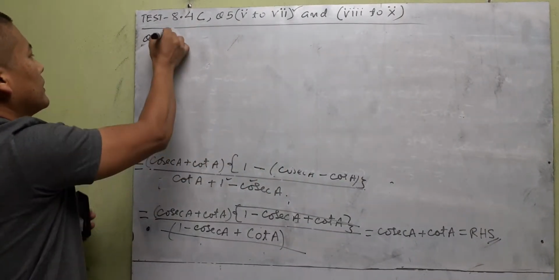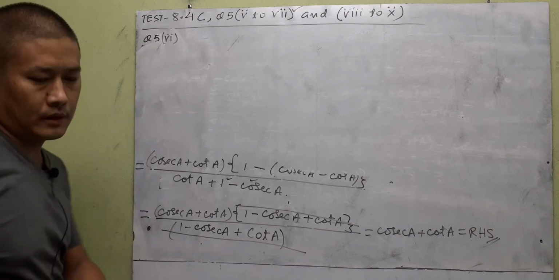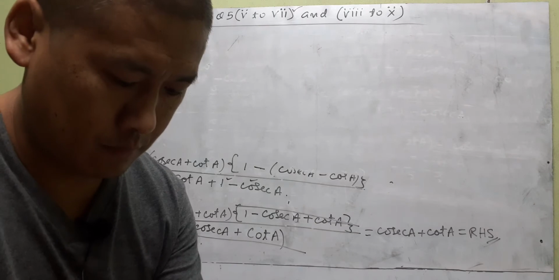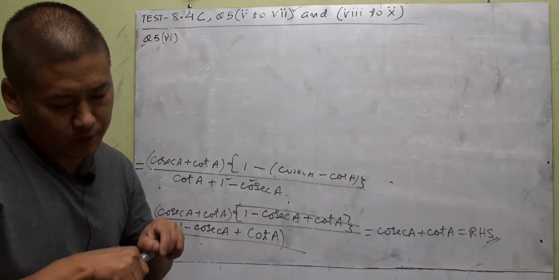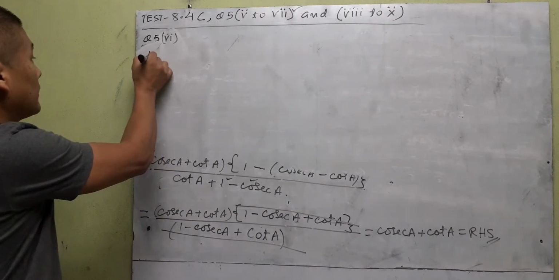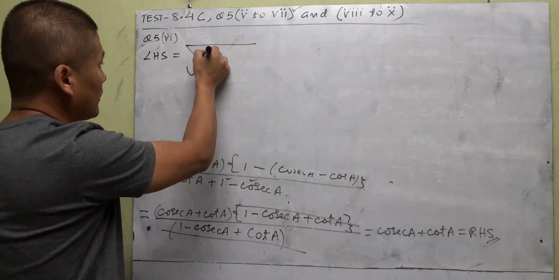Question number 5, subheading 6. Okay, let us do that. Here, let me read the question. We have to prove that root over (1 plus sin A) by (1 minus sin A) is equal to sec A plus tan A. So let us take the left hand side again, because that seems a better option.